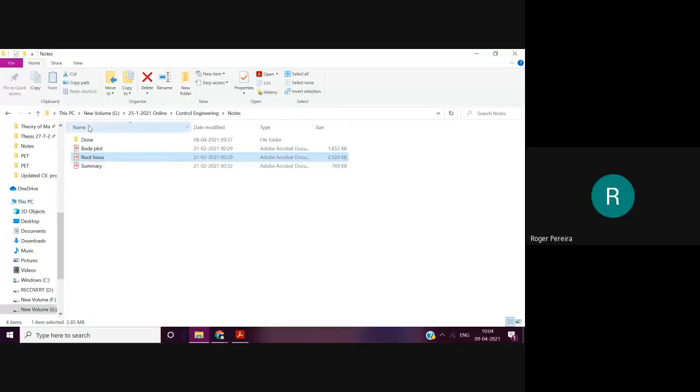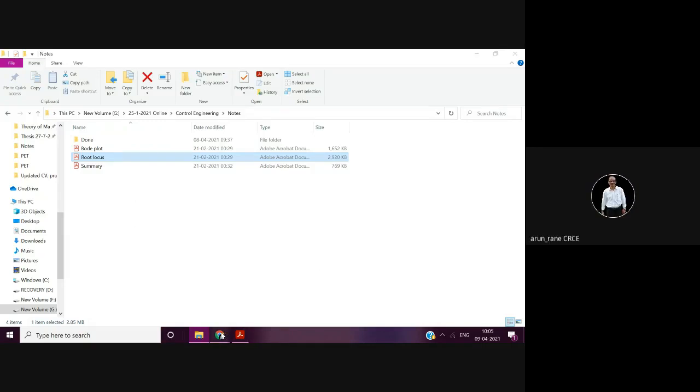Bode plot can be kept as an option also, because you will be getting an option, isn't it? But from an academic point of view, I want to touch upon this also. So that's why I would like to teach Bode plot also. Okay, sir.